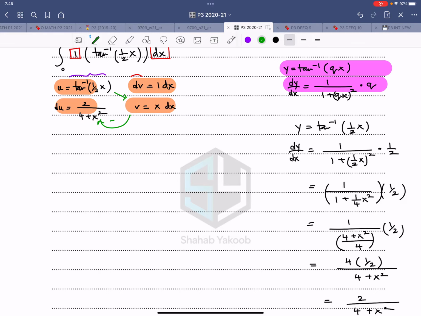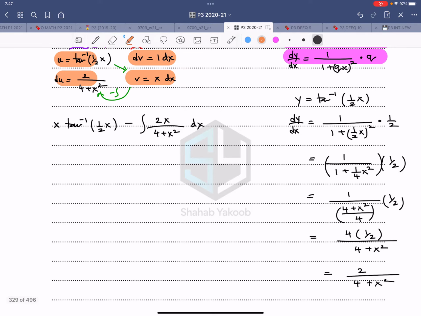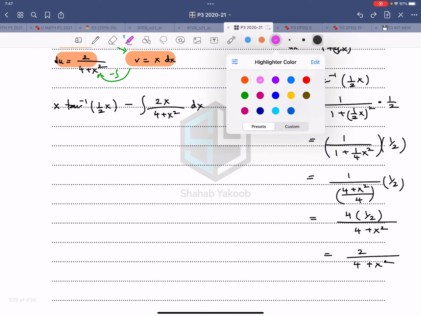So therefore this is x tan inverse half x minus the integral of 2x over 4 plus x squared dx. How will you integrate this part? 2x over 4 plus x squared. Let me choose a different color. So how will you integrate this part?